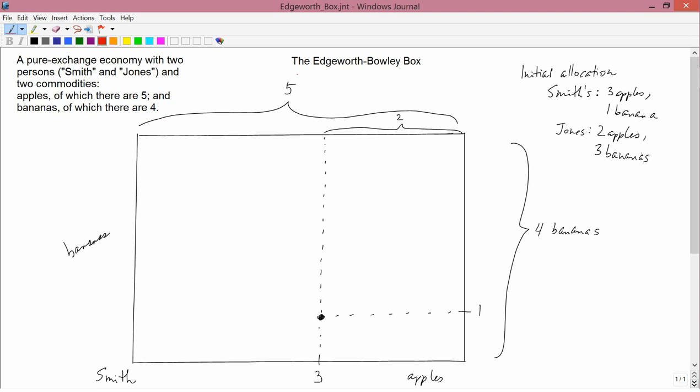Similarly, this distance is 3 bananas, because this total distance is 4 bananas and Smith has 1 of them. So I claim that if you mark the upper right-hand corner with Jones and decide to measure Jones's apples going to the left and Jones's bananas going down, then this point represents Jones's allocation, because it represents 1, 2 apples and 1, 2, 3 bananas, which is what Jones has, 2 apples and 3 bananas.